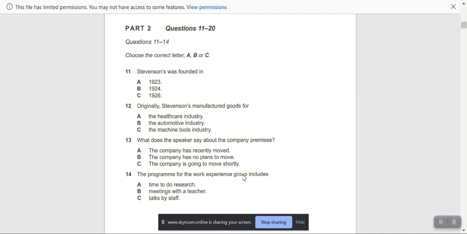Good morning everyone and welcome to Stevenson's, one of the country's major manufacturers of metal goods. Thank you for choosing us for your 2 weeks of work experience. My name is Julia Simmons and since the beginning of this year I've been the managing director.